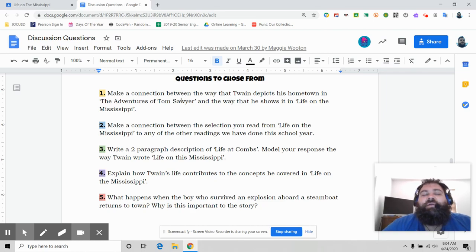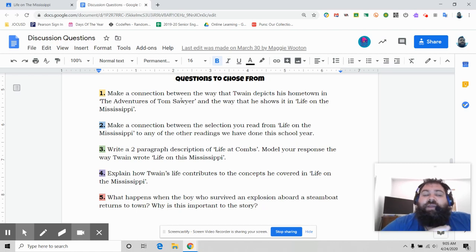Okay. If you're answering question two, make a connection between the selection you read from Life on the Mississippi to any of the other readings we've done this school year. If you remember, you can go and look back, okay? Like any of the foundational documents that we read, things like that. If you want to connect it to something that you've read, not necessarily with me, but something that you've read, you can do that too, okay?